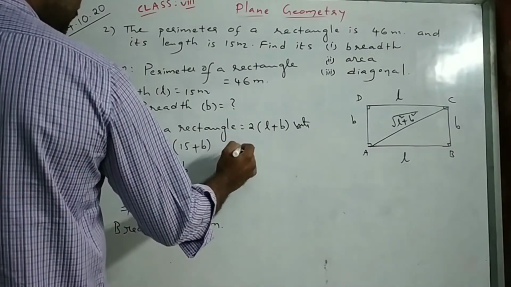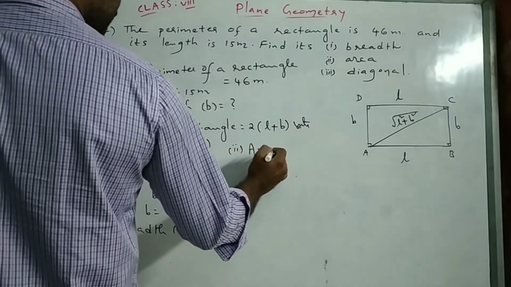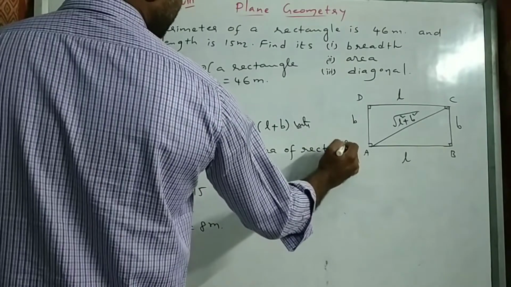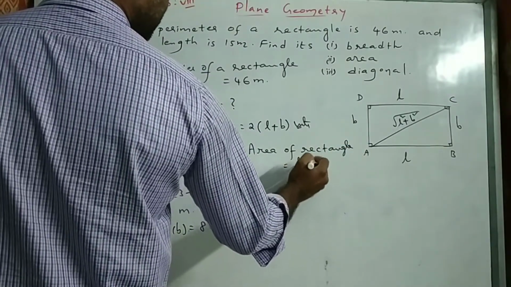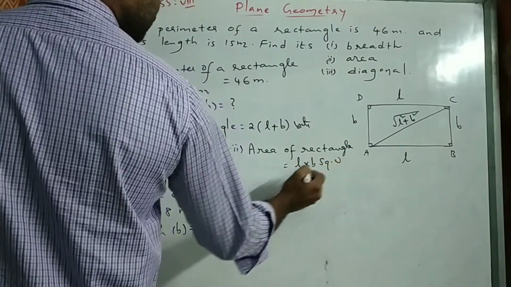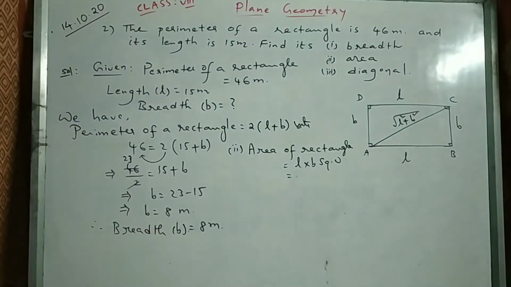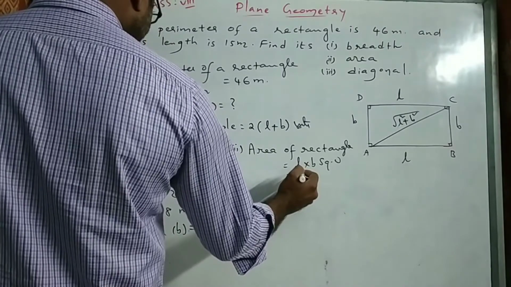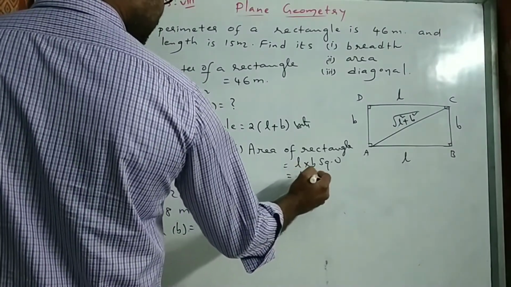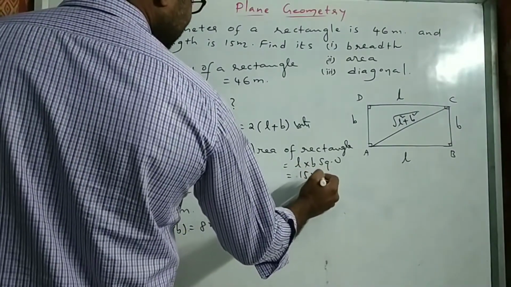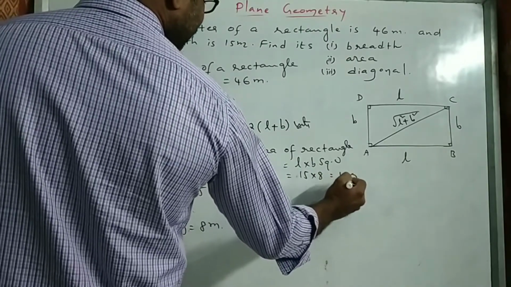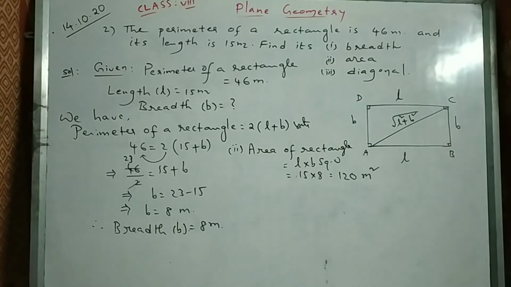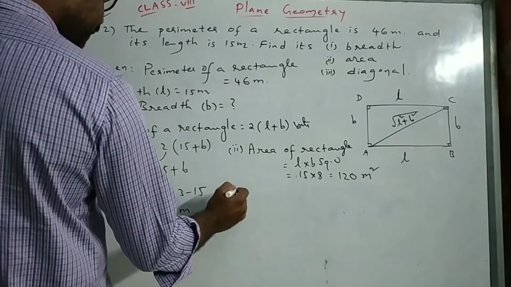Next what is asked? Second question, area. Area of rectangle. What is the area of rectangle formula? Right, length into breadth, square units. Always area should be in square units, okay? So length means how much we got here? Length is given in the problem 15 into breadth I got 8. So 8 5s are 40. 120 square meters. You can write square meters or meter square, no problem.